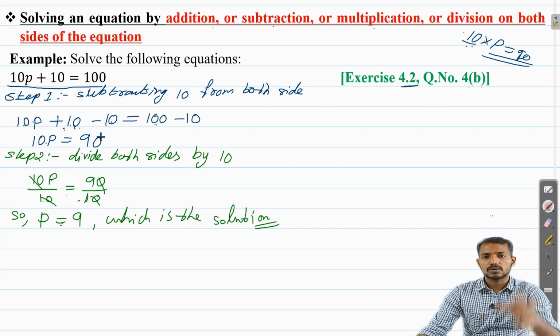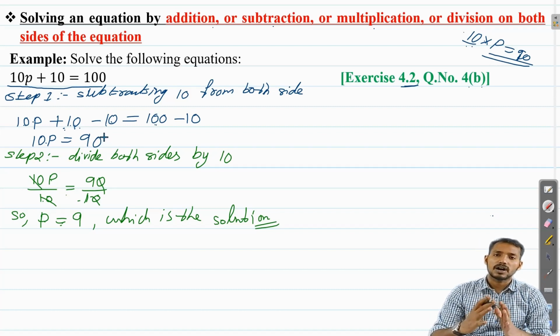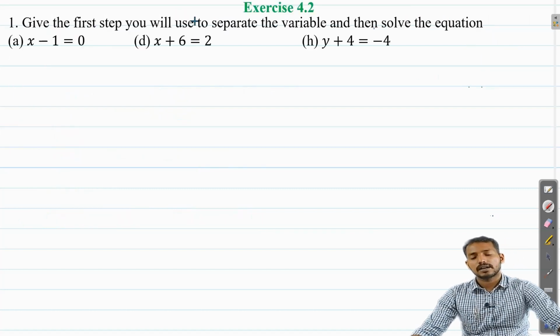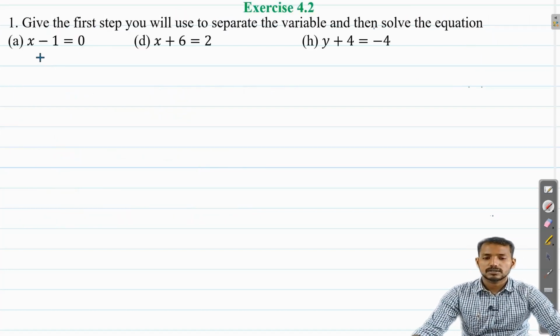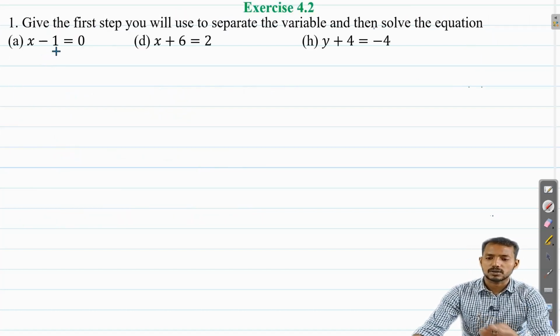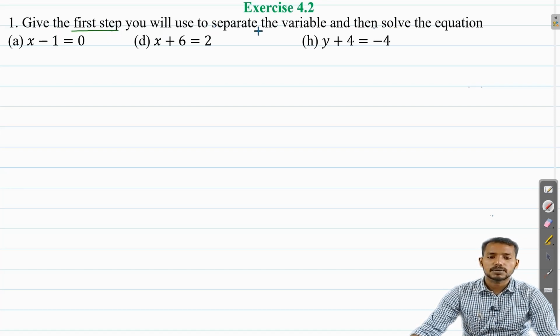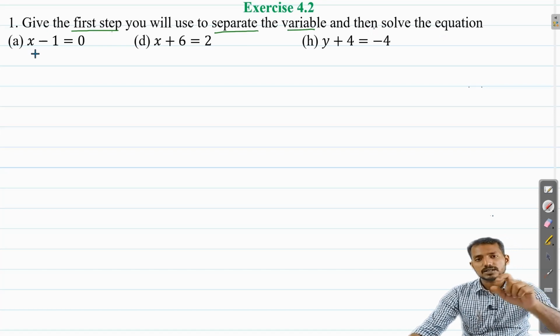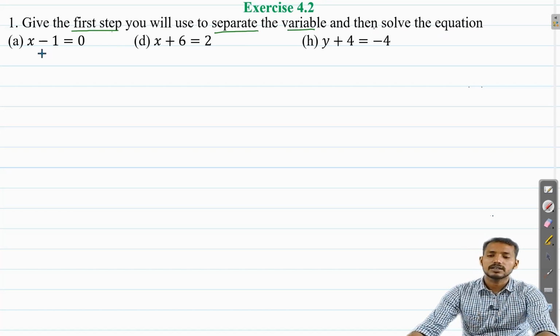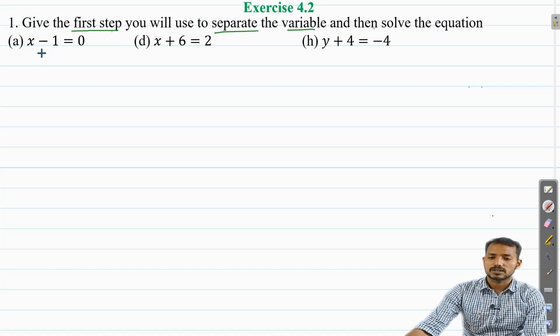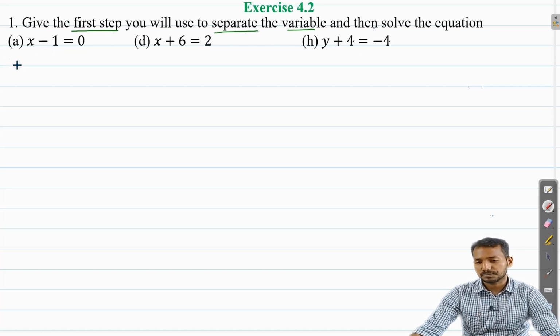We will discuss some more questions from exercise 4.2, so that we will get a clear idea how to solve the equation. Exercise 4.2, question number 1. There are almost 7 or 8 options, but I am taking only 3 options here. Very simple question. Question is, give the first step you will use to separate the variable and then solve the equation. So we need to first write which step we will use here, then we need to solve the given equation. These all are simple equations.